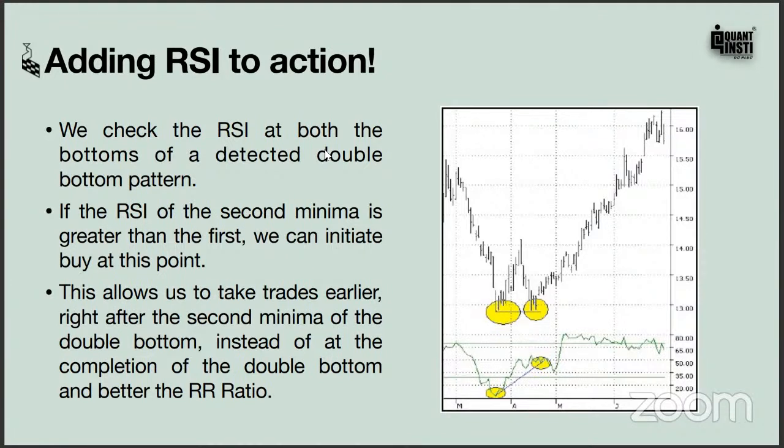So we check the RSI at both the bottoms which we found, and if the RSI at the second bottom is more than the RSI at the first bottom, we can surely say that there is a reversal of price. So we can order a buy here, and then target our sell at the peak of the double bottom. That's basically the role of RSI here. It confirms our trade. Obviously, if the RSI is falling or not increasing, we don't buy.